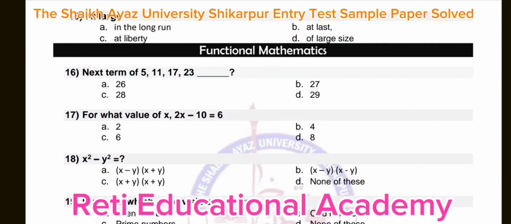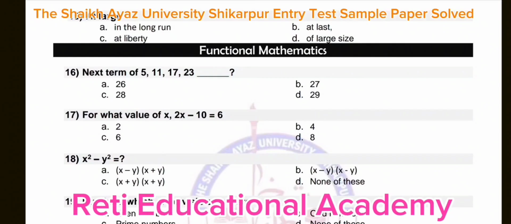Question number 16. Next term of 5, 11, 17, 23 is: A. 26, B. 27, C. 28, D. 29. So you have to follow the pattern. The difference between 5 and 11 is 6, between 11 and 17 is 6, and between 17 and 23 is 6. So now there will also be a difference of 6. 23 plus 6 will be 29. So option D is correct in this question.